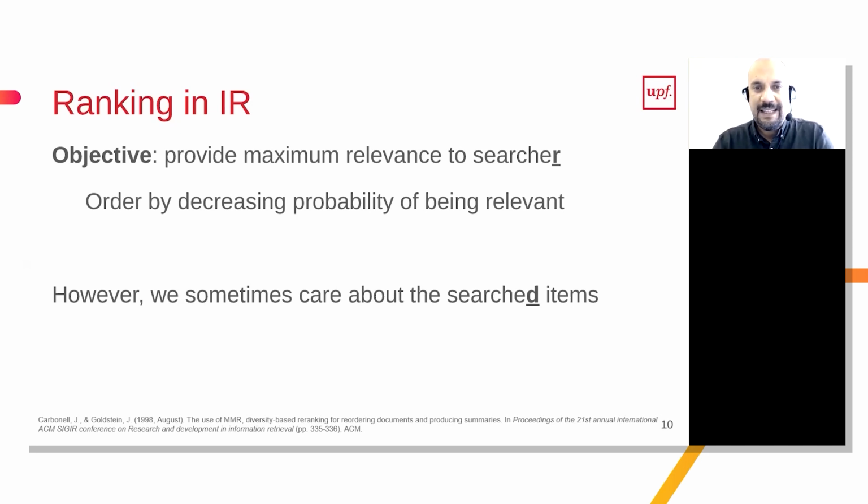Now, in information retrieval, we have always cared about the relevance for the person who is searching. However, we have increasingly started to think about the utility for the people or the objects that are being searched.